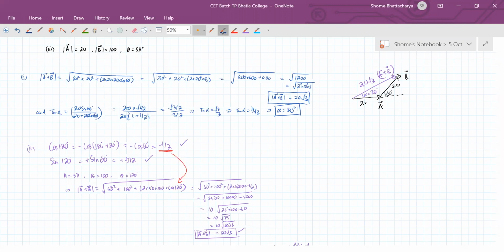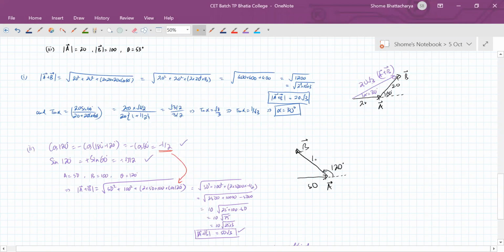Similarly, in the second part, what your vector triangle will look like is something like this. This is your vector A, let's say, which is of magnitude 50. So in comparison, vector B will be somewhere here because this angle has to be 120 degrees, and this is of magnitude 100. So now your resultant of the two is becoming this vector. This is A plus B. So it's coming out to be 50 root 3, and this angle alpha is coming out to be 90 degrees.